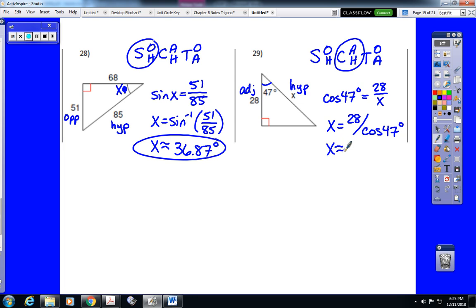Feed the calculator. And x is 41.06 units.